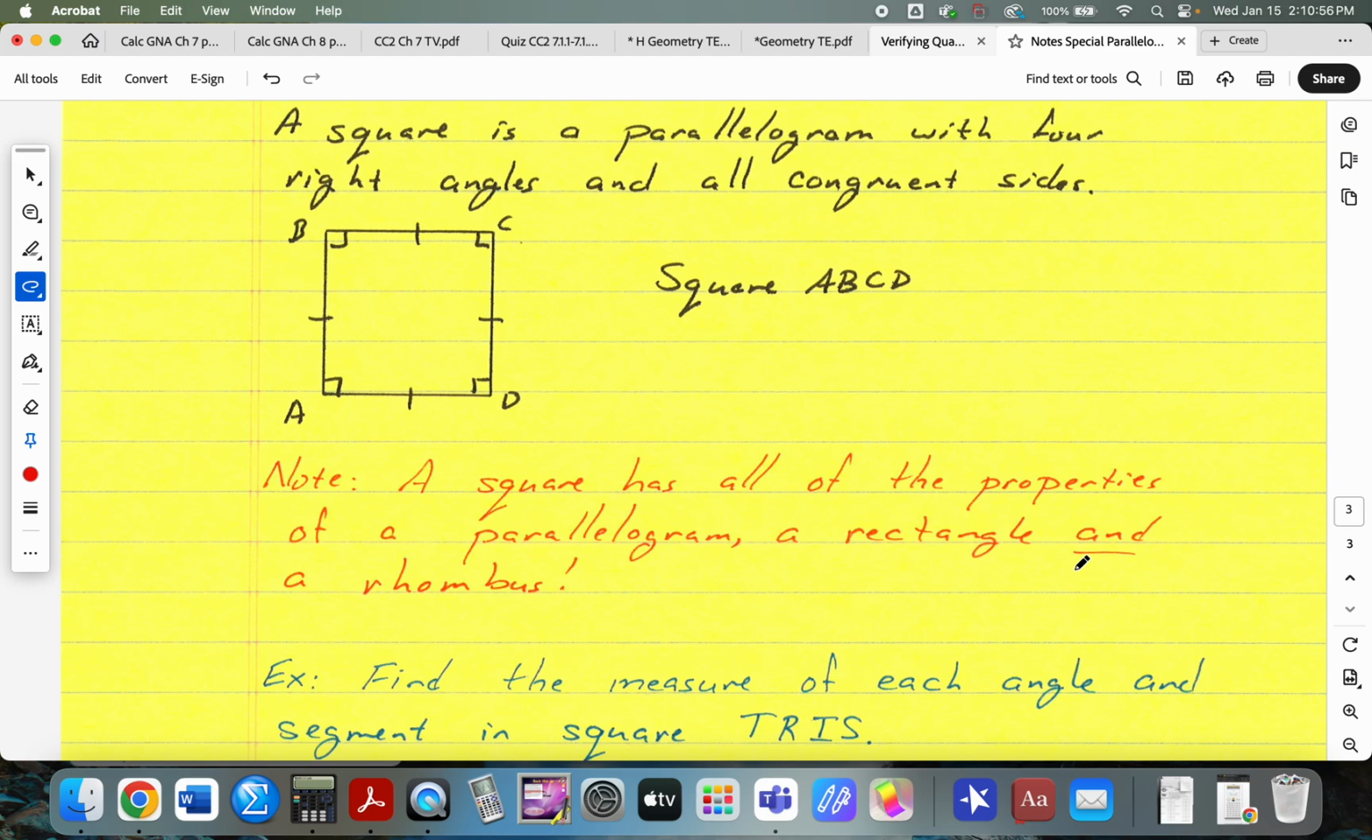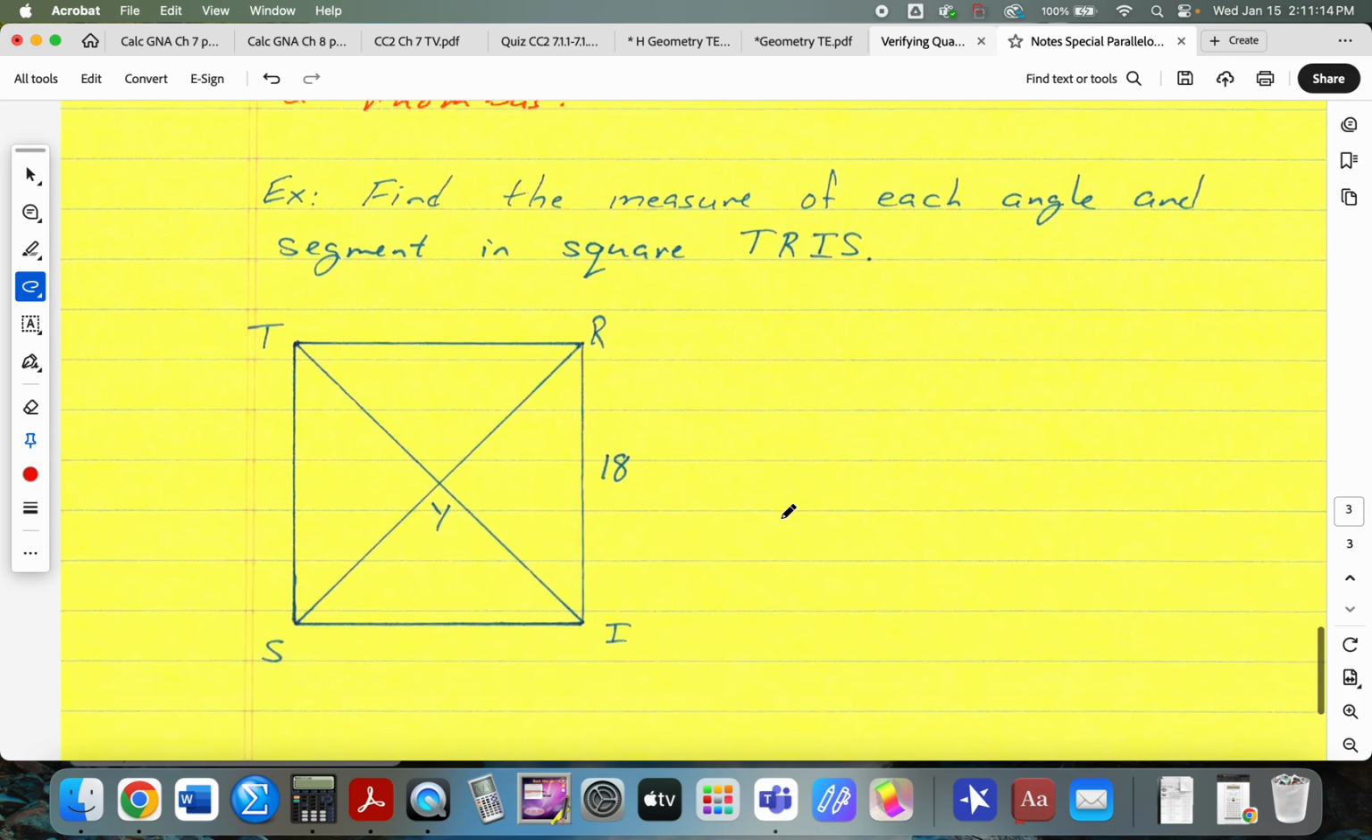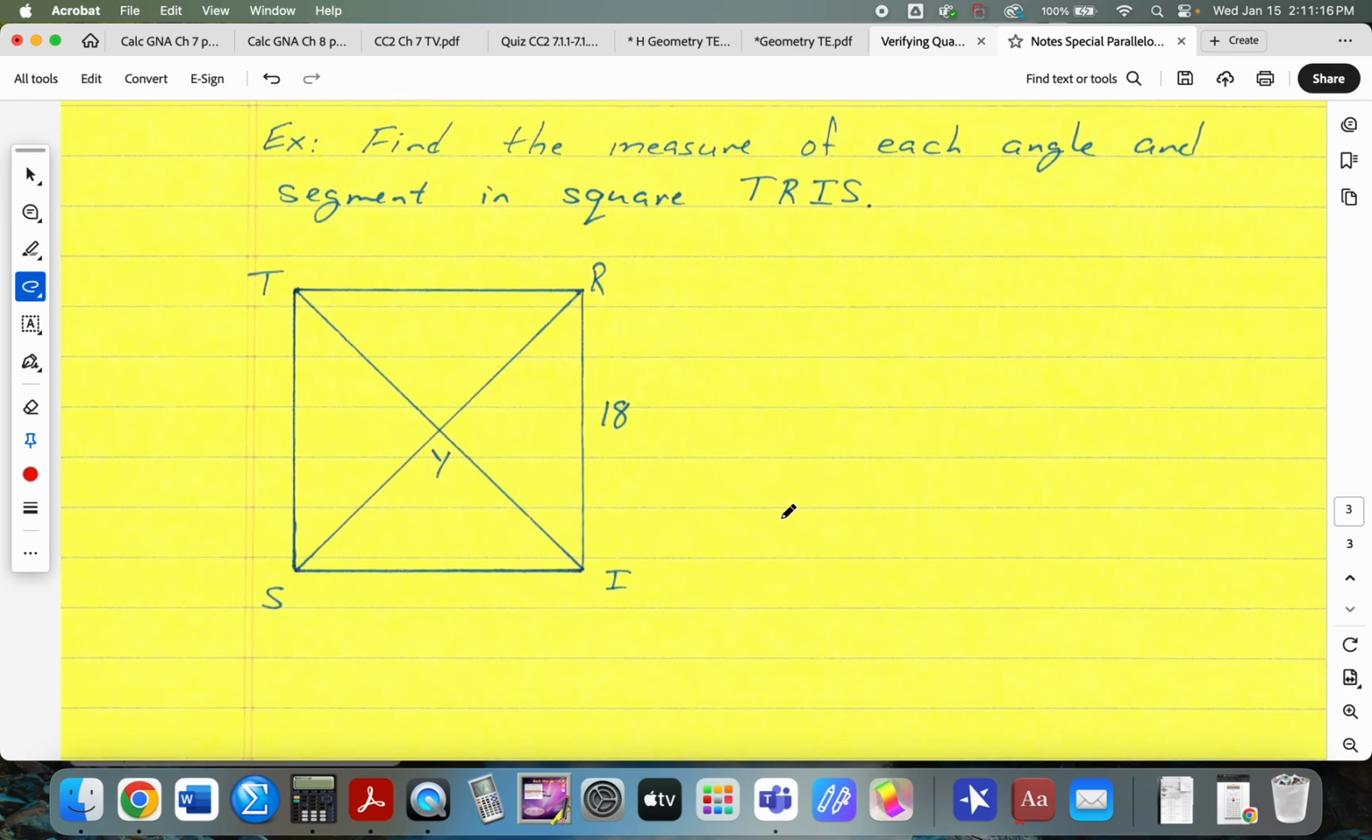So, because all the angles are right angles, it's a rectangle. Because all the sides are congruent, it's a rhombus. A square is a parallelogram and a rectangle and a rhombus. It's all of those at once. So it has all of those properties. So let's find the measure of each angle and each segment in this square.